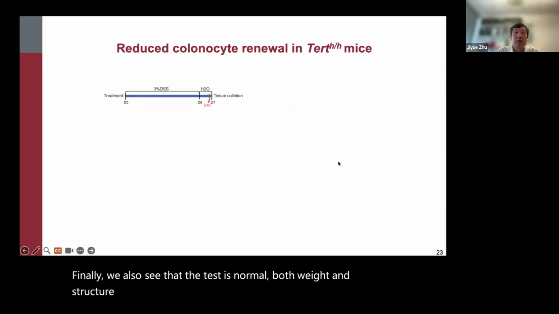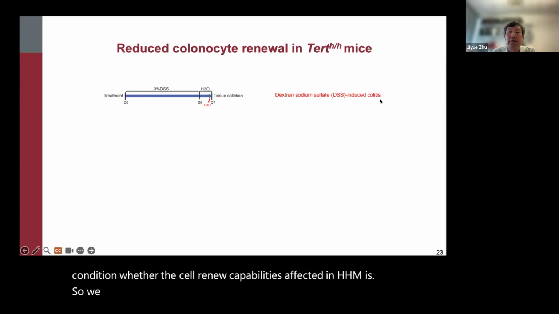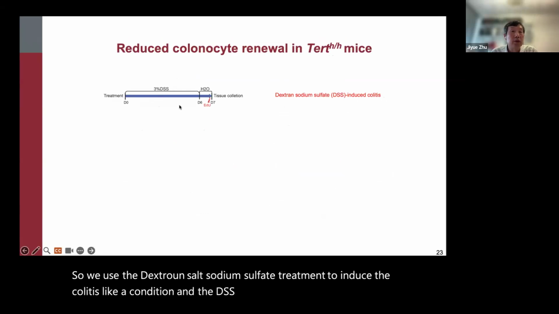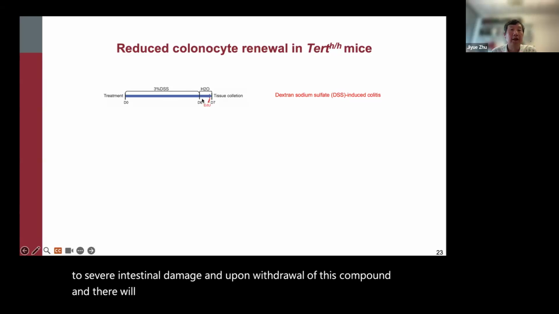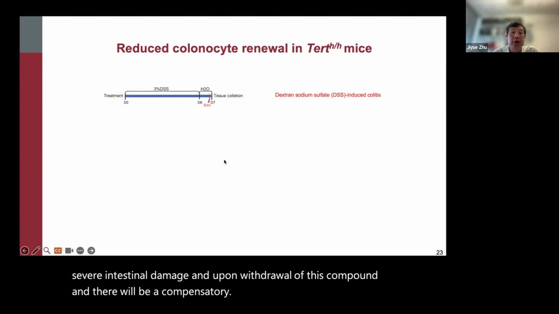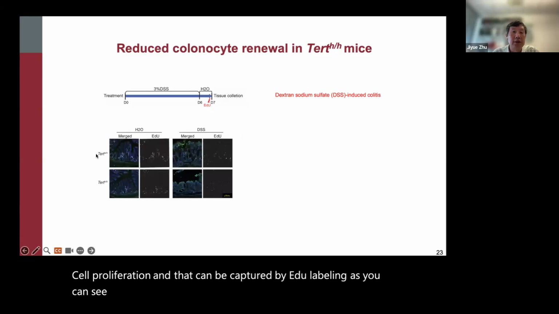And so we also want to know, in a pathological condition, whether the cell renewal capability is affected in HH mice. So we use dextran sodium sulfate treatment to induce a colitis-like condition. The DSS treatment of 6 days will lead to severe intestinal damage. And upon withdrawal of this compound, there will be a compensatory cell proliferation, and that can be captured by EdU labeling.